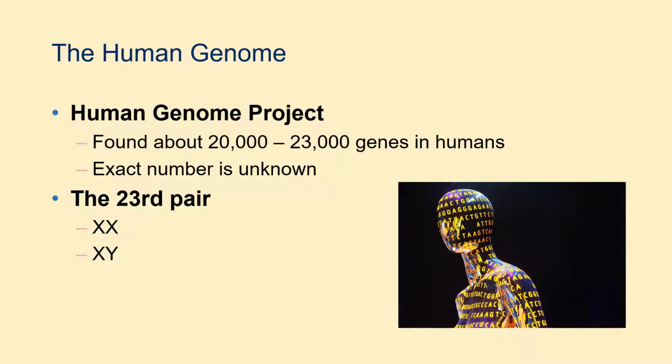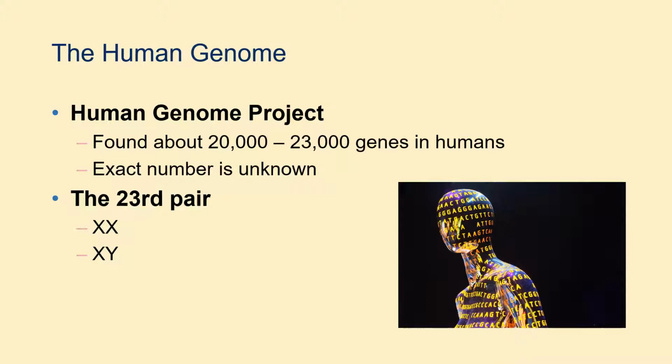The Human Genome Project was the international collaborative research program whose goal was the complete mapping and understanding of all the genes of human beings. It found about 20,000 to 23,000 genes in humans. The exact number is not known.